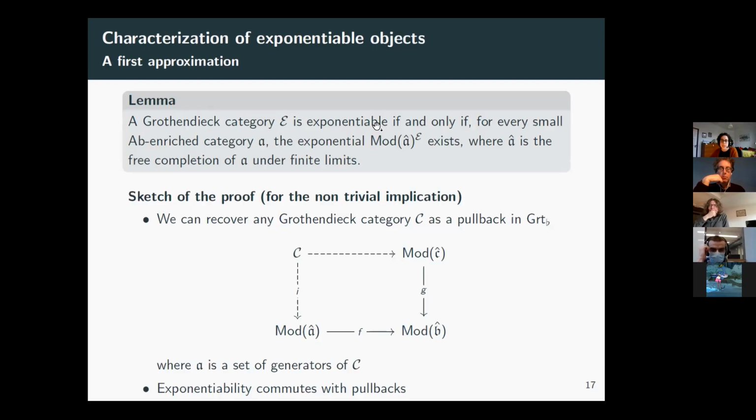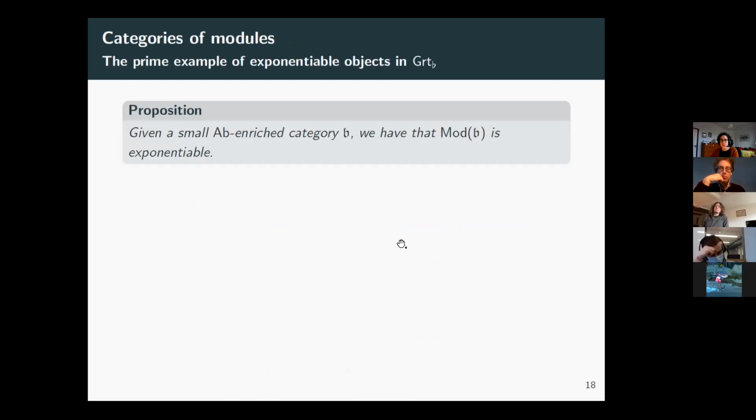So we have that it's enough to check it in this type of basis. So this gives us already a very big and important family of exponentiable objects, which is precisely the affine non-commutative schemes, or the enriched presheaves, if you want. So modules over B are exponentiable for any small category B.